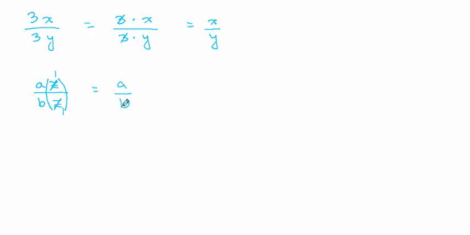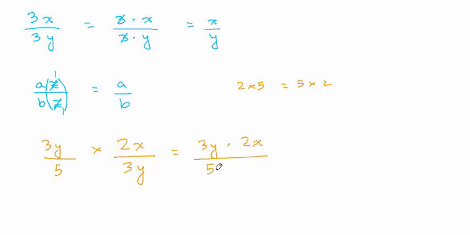Easily done. Let's say 3y over 5 times 2x over 3y. Now there's something called the commutative property in multiplication that tells us that when two numbers are multiplied, the order in which you multiply them doesn't matter. For example, 2 times 5, that's 10, is the same as 5 times 2. So when you want to rewrite this as the product of the numerators, 3y times 2x over 5 times 3y, you want to take advantage of this.